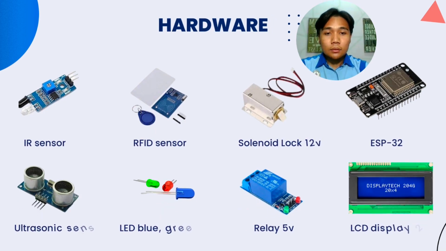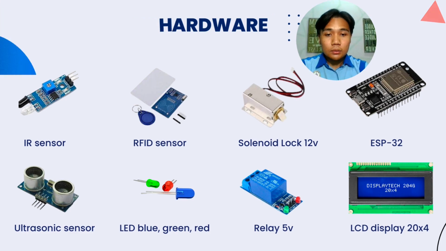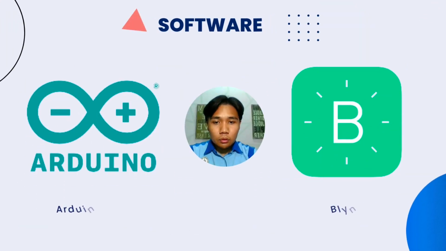For the hardware section, we use an IR sensor to detect bodies in the morgue, an RFID sensor working along with a 12 volt solenoid lock and a 5 volt relay. We use ESP32 because it has a built-in Wi-Fi module, an ultrasonic sensor, blue, red and green LEDs as indicators, and an LCD display to show input from user data. And for software, we use Arduino IDE and the Blynk application.